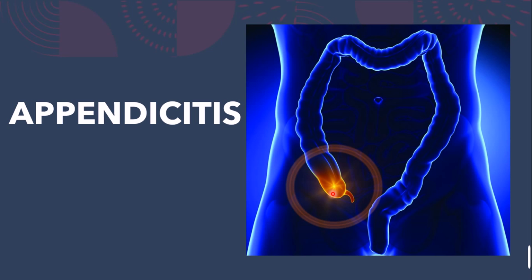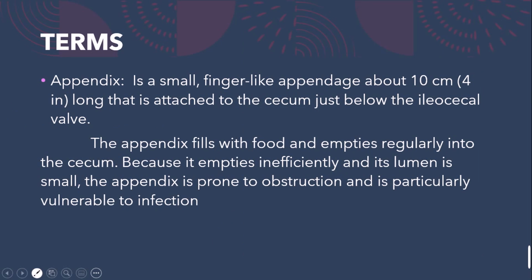So appendix is a small finger-like appendage about 10 centimeters long that is attached to the cecum just below the ileocecal valve. Okay, so it's a finger-like organ, and the appendix usually fills with food and empties regularly into the cecum, but it empties inefficiently. And why does it empty inefficiently? Because its lumen is small and the appendix is prone to obstruction and is particularly vulnerable to infection.